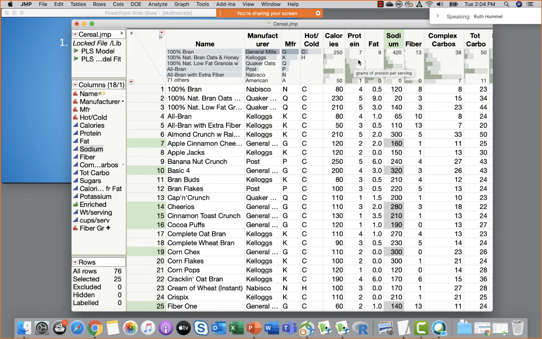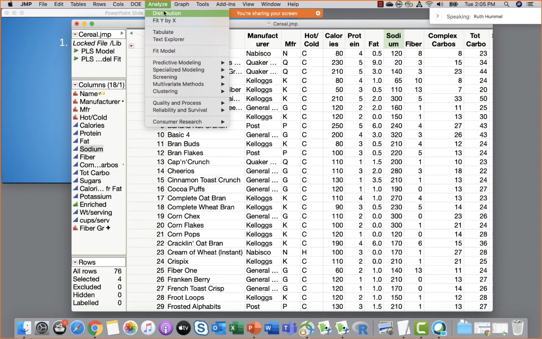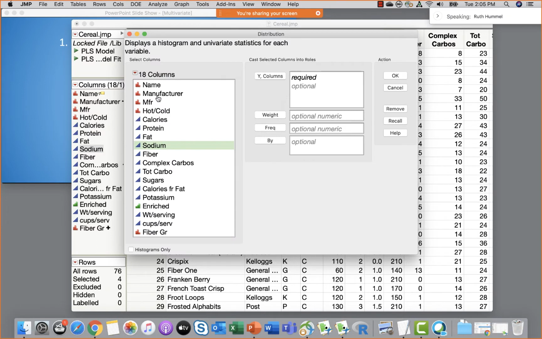If I wanted to select maybe the highest amounts of protein, I can see high protein cereals tend to also have higher calories. They maybe have slightly higher fat. Doesn't seem to be the outliers, but it's a little bit higher in fat, maybe middle of the road in sodium, across the board in fiber, higher in complex carbohydrates. So I can use that little mini distribution output at the top the way that I've always used distribution, or I can go to Analyze and Distribution to explore these things to begin with.